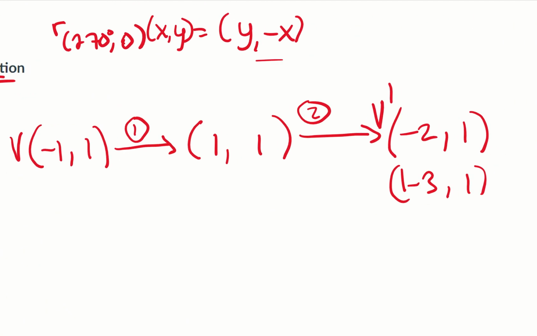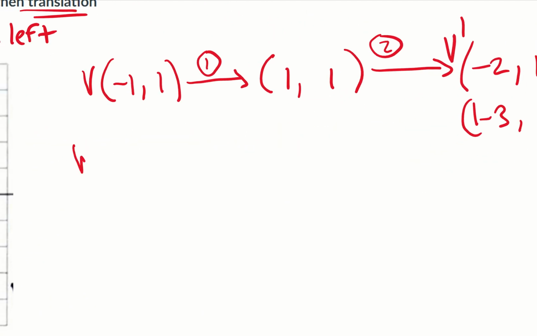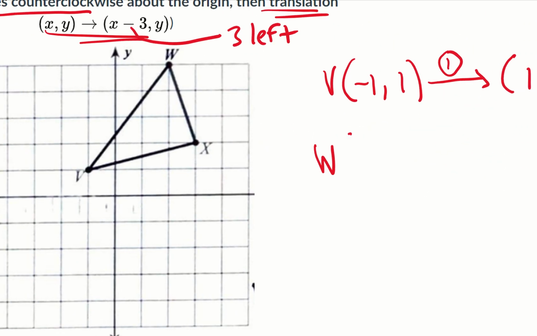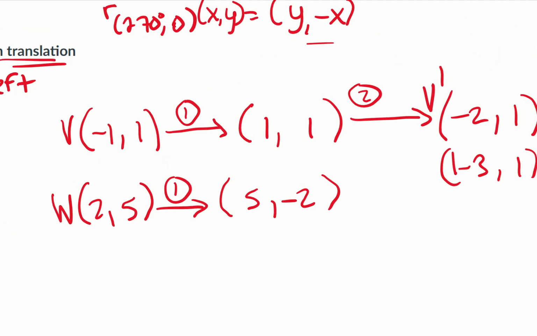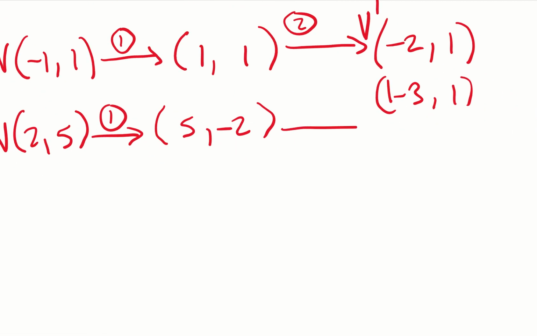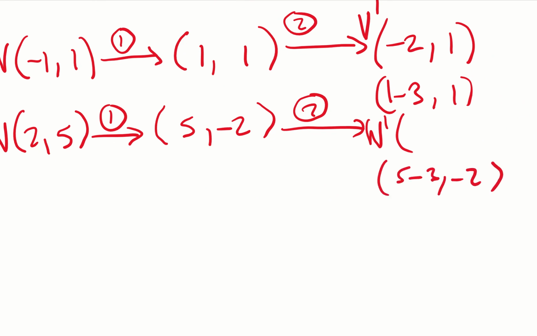Okay, so now next one, w is 2, 5. So let's do the first transformation, the rotation. You switch them, change the sign to that second number. So it's going to be 5, -2. And then you're going to do the translation, which will yield w prime. So you're going to do the x coordinate -3 and do nothing to the y. So it's going to be 2, -2.